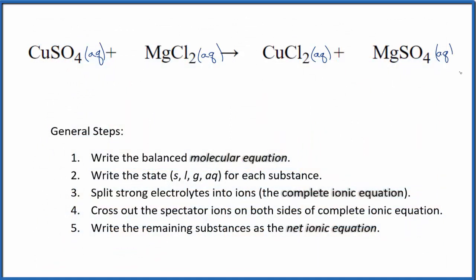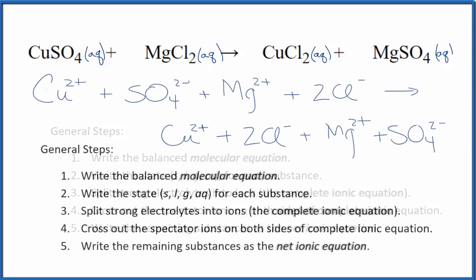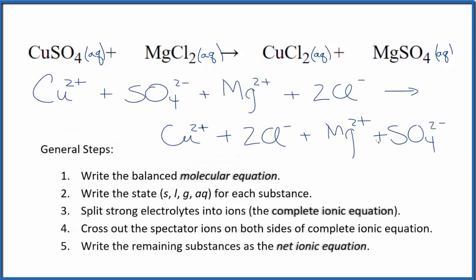If we wrote the ions out for both sides, we'd see that we have the same thing on both sides. All of these are aqueous, all of these are aqueous. No change, no chemical reaction. In net ionic equations, we cross the spectator ions out. So in effect, these would all be spectator ions.